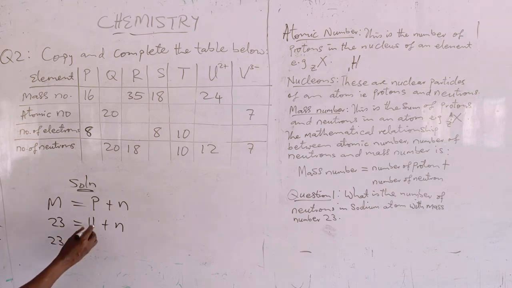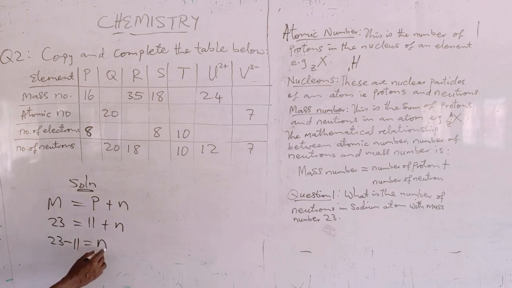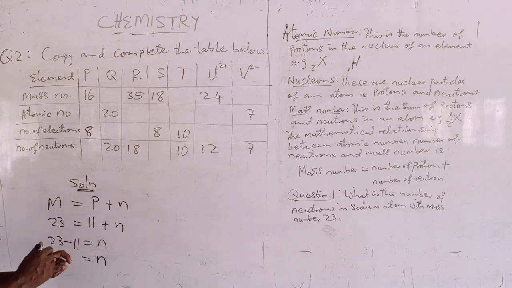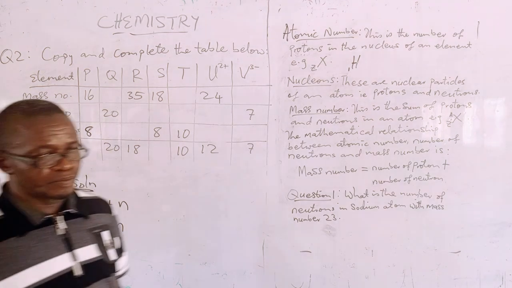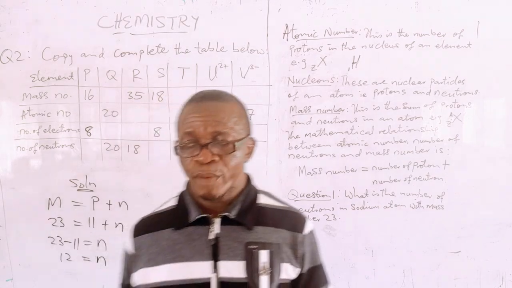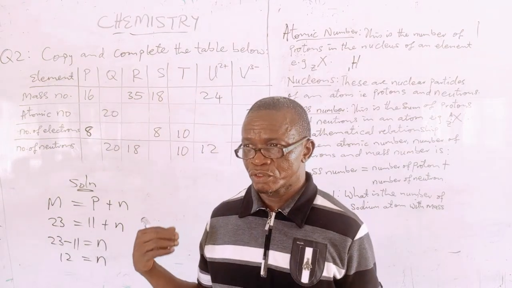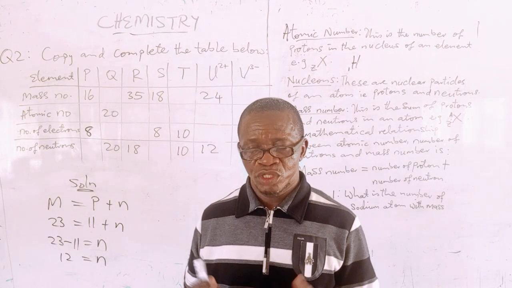If 11 crosses the sign of equality, it becomes negative, which is equal to n. Now subtract this from this, you have 12 equal to n. Your n is equal to what? Number of neutrons equals 12. So that's the way to go about it. I believe if I give you more questions under that, you'll be able to solve them.